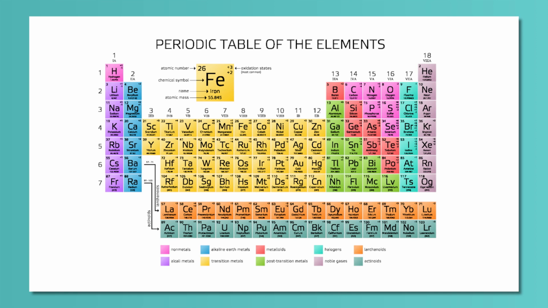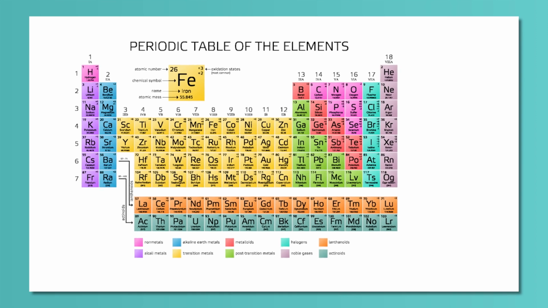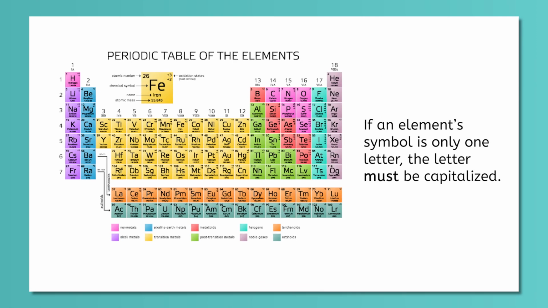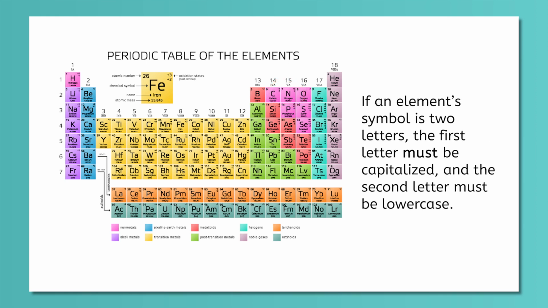What do you notice about all of the symbols in this periodic table? There are two types of element symbols, either one letter or two letters. If the symbol is only one letter, that letter must be capitalized, like the N in nitrogen. If the symbol is made of two letters, the first letter must be capitalized and the second letter must be lowercase, like the capitalized F and lowercase e in the symbol for iron.